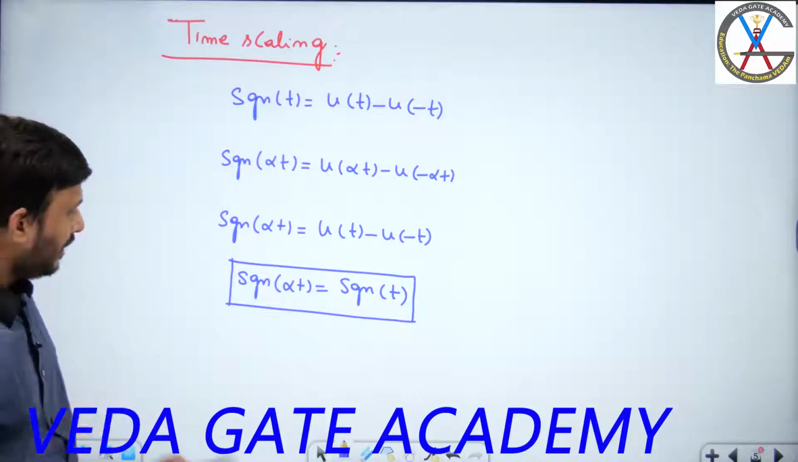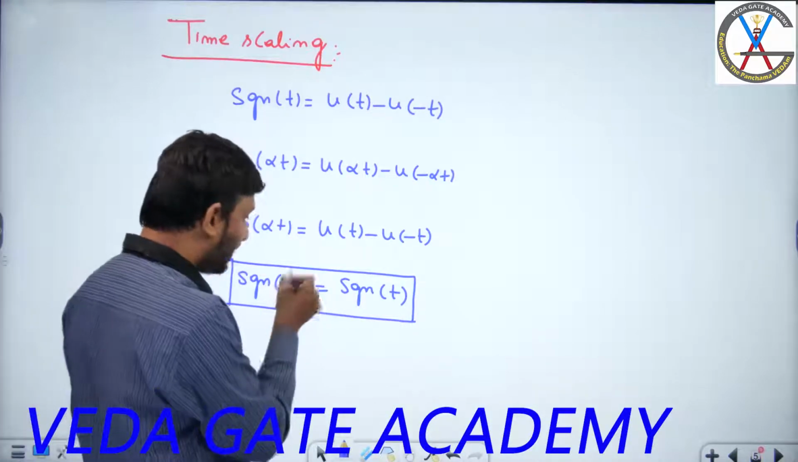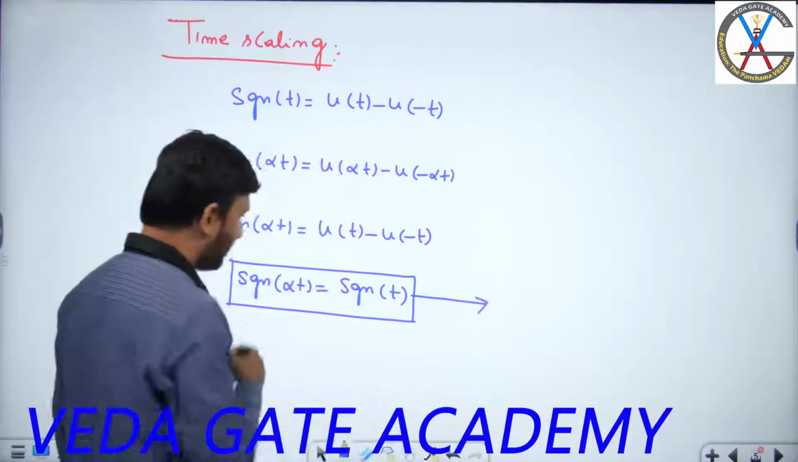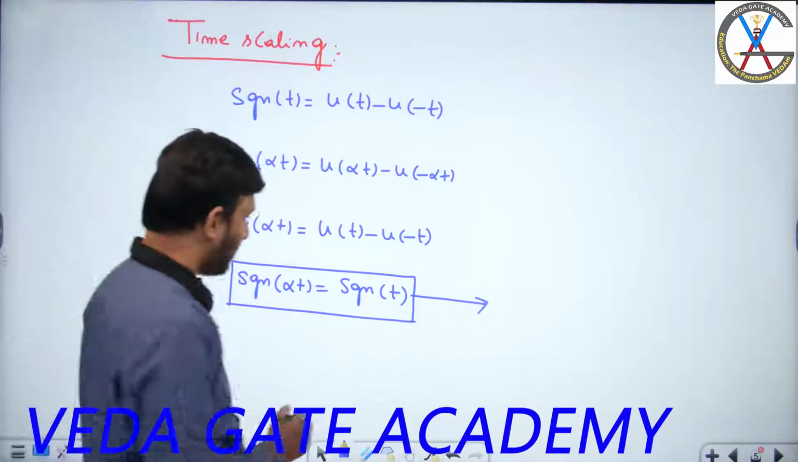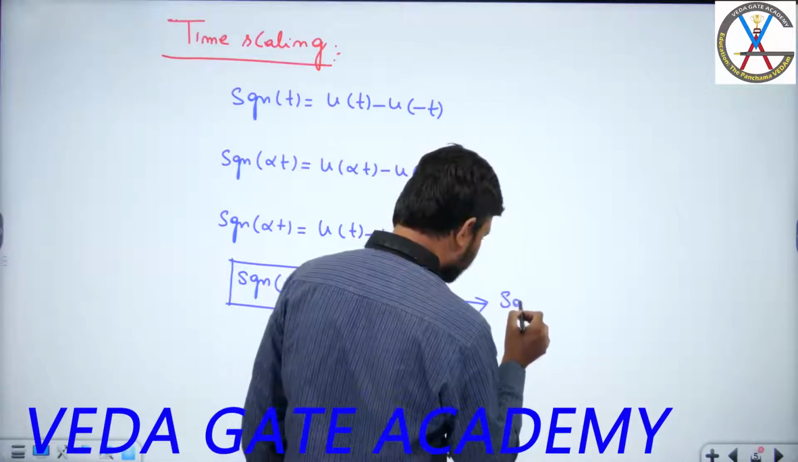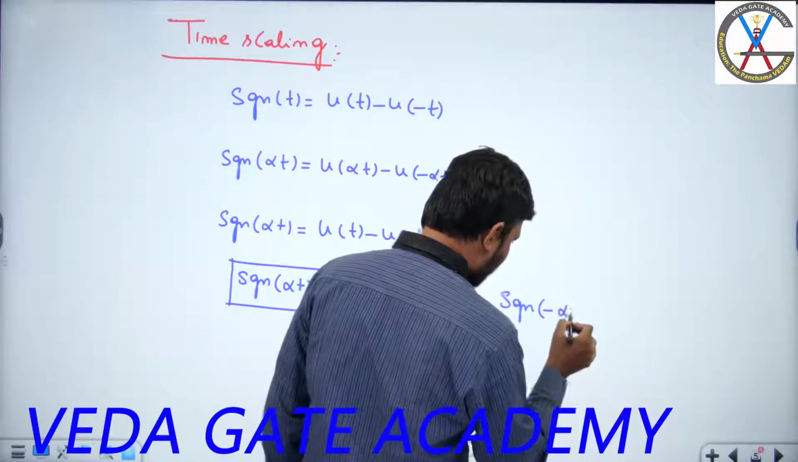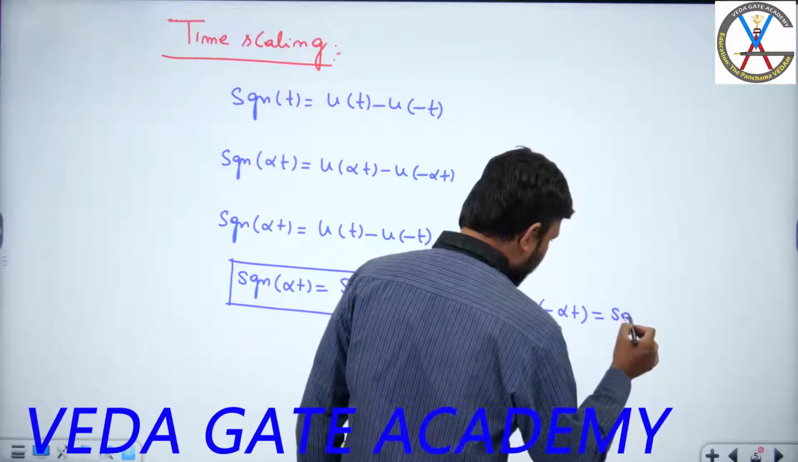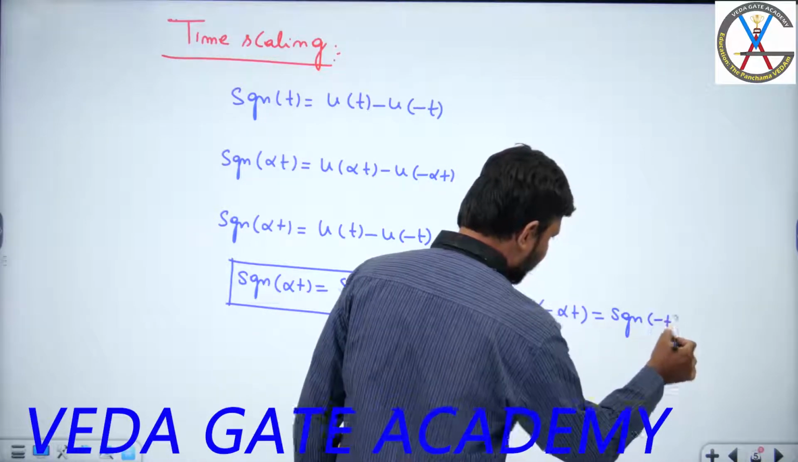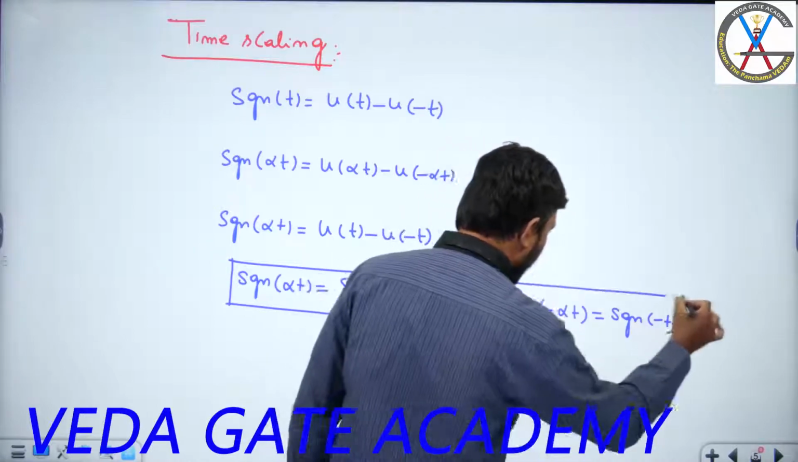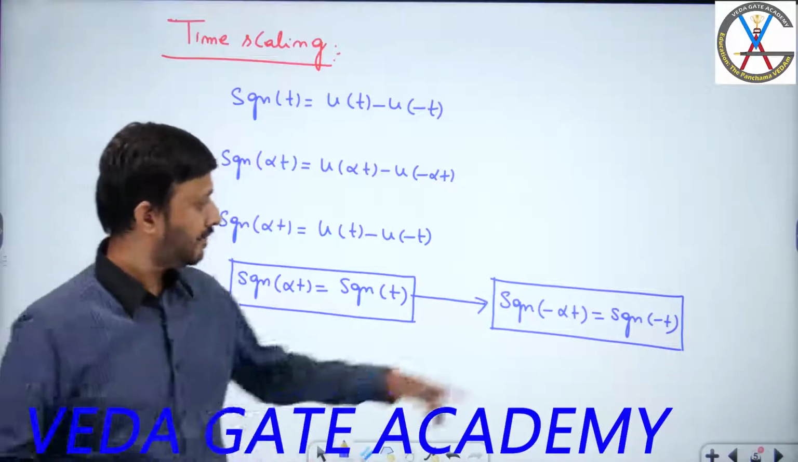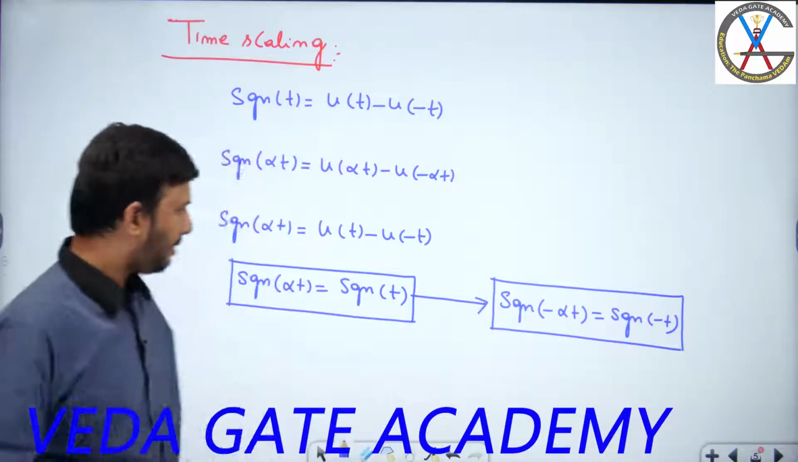Right? Now, what happens if I replace this t with minus t? Signum of minus alpha t is equal to signum of minus t. Signum of minus alpha t must be equal to signum of minus t.